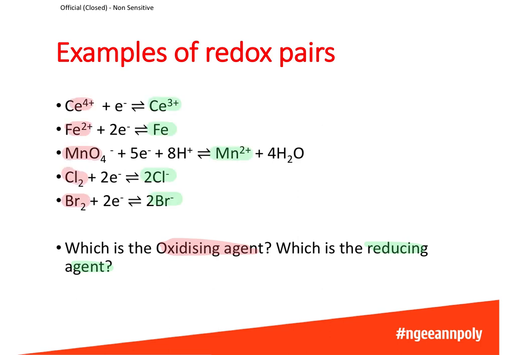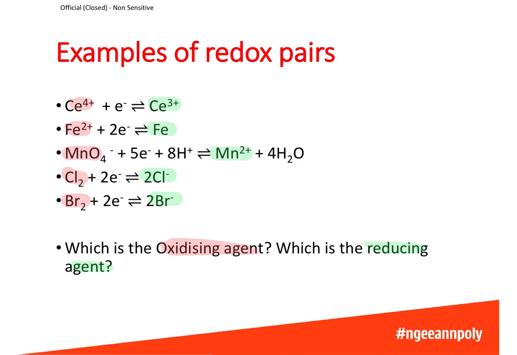Okay, so these are the answers. The oxidizing agents are highlighted in red and the reducing agents are highlighted in green. In this example, it is very obvious because the electrons are written in the equation. So the side that accepts electrons is obviously the oxidizing agent, and the other side would be the reducing agent.